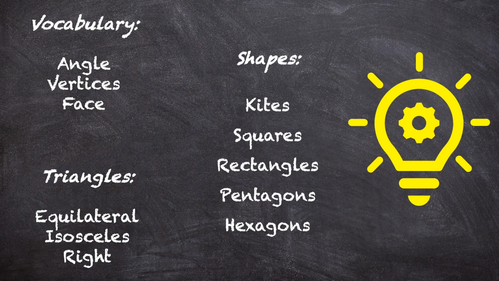angle. The other shapes that we looked at are kites, squares, rectangles, pentagons, and hexagons.